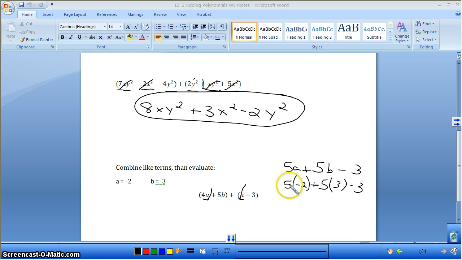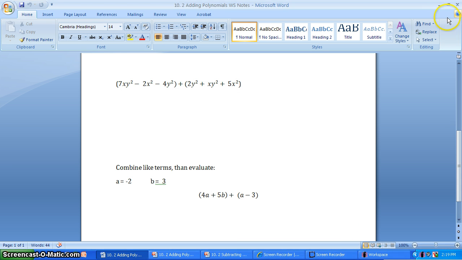Follow your order of operations. Work left to right with the multiplication. 5 times negative 2 is negative 10. Put your plus sign in there. 5 times 3 gives me 15. And then minus 3 on the outside. Negative 10 plus 15 gives me 5. I drop down the minus 3, and then 5 minus 3 gives me 2. All right, so there you have it. That was the adding portion.